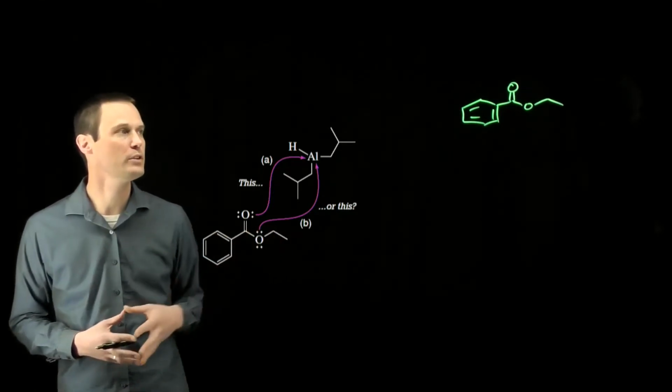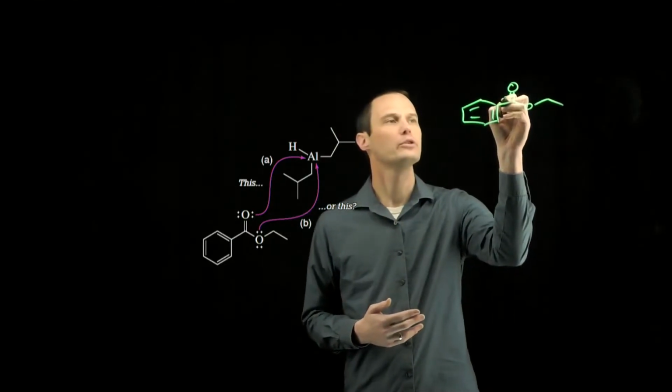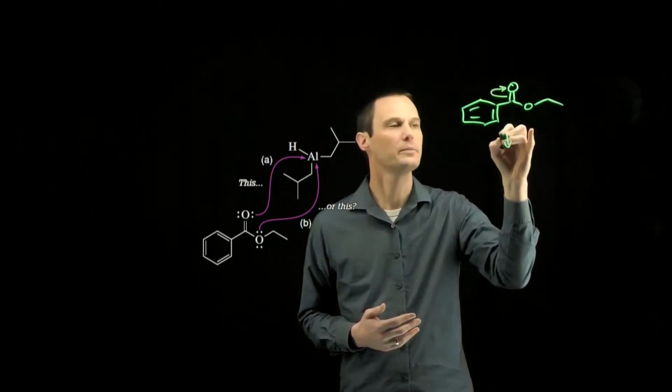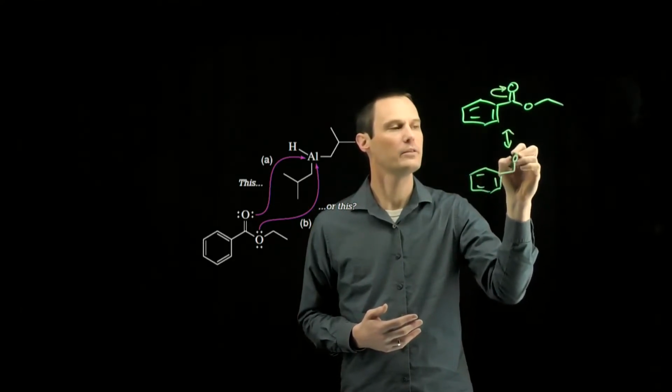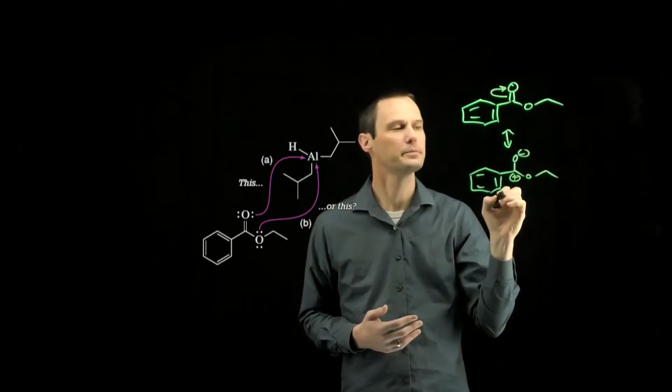To answer that question, let's look at the resonance contributors for an ester. One resonance contributor we can draw is to break the carbonyl pi bond and push electrons onto oxygen. That gives us a resonance contributor that will have a negative charge on oxygen and a positive charge on carbon.